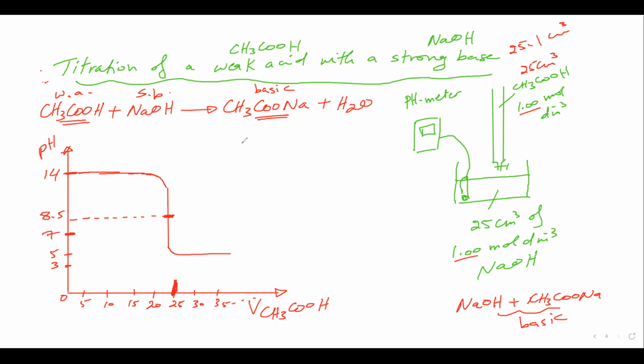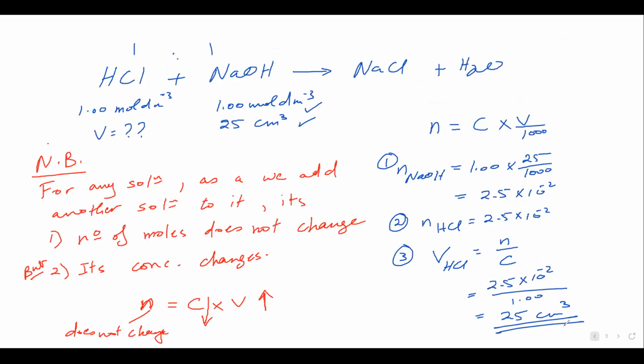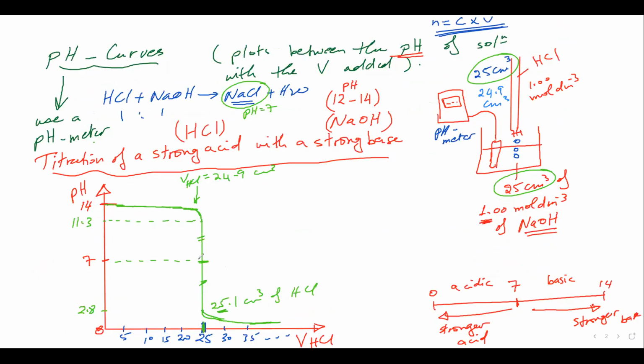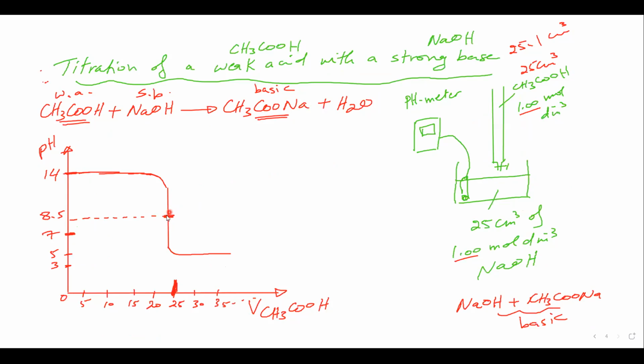So if this is the 7, we will see that as the salt formed is not a neutral salt, as in case of HCl, it was a neutral salt. That's why we said that the pH of the neutralization is at 7. But here, because whatever is formed is a basic salt, we will see that the equivalence point is at a pH of 8.5 because a basic salt is formed. And the curve will reach only till pH 5 because ethanoic acid is formed after the endpoint.